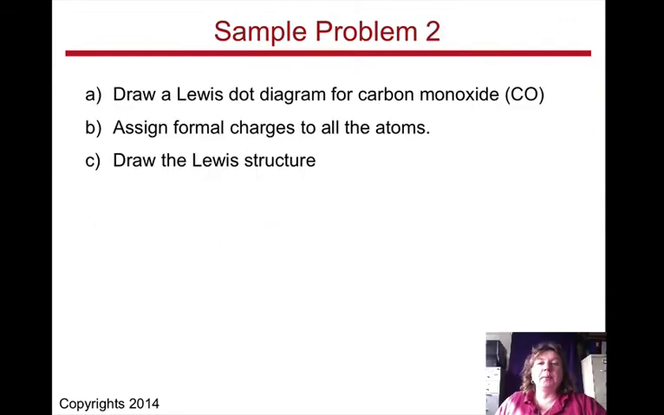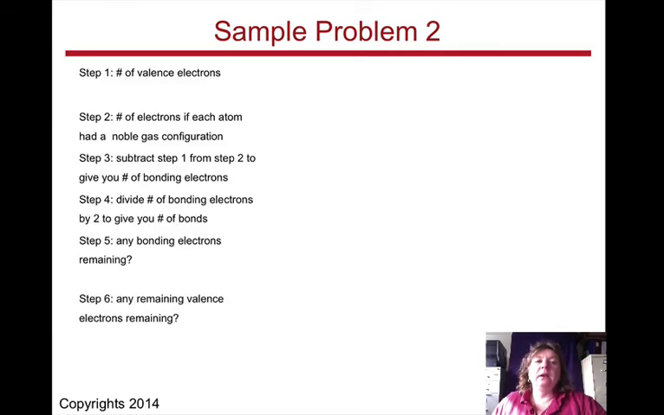All right, let's do sample problem number 2. We're going to draw a Lewis dot diagram for carbon monoxide, CO. We're going to assign formal charges to all the atoms, and we're going to draw the Lewis structure. So we are looking at CO. All right, number of valence electrons. Carbon has 4, oxygen has 6, to give us a total of 10.